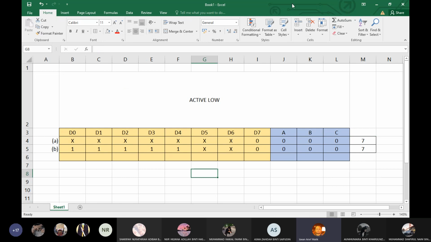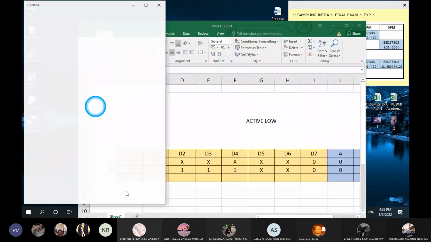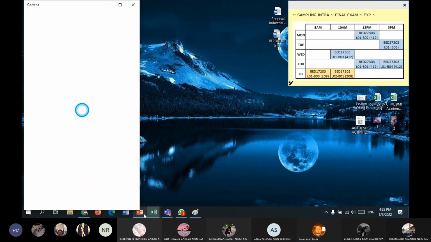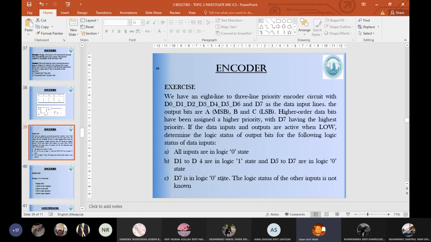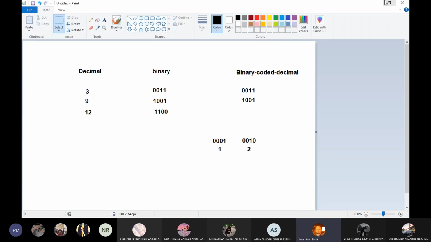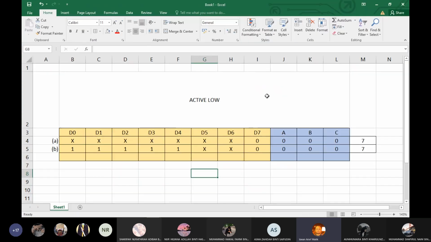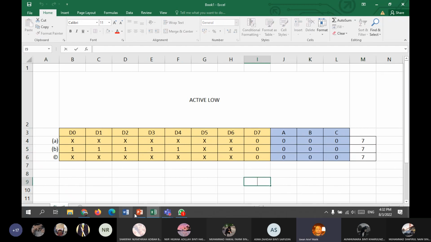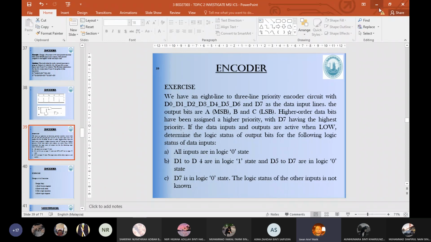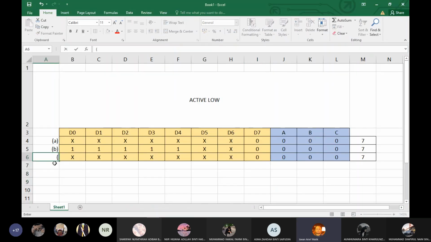Right? And then the last one, C: this 7 is in logic 0 state. The logic status of the other inputs are unknown. Okay, same as this. So this one is empty, and these become unknown. Unknown obviously becomes don't care. So the output is the same, all becomes 7 as the answer. Okay, I will change it a little. Okay, why does it become like this?